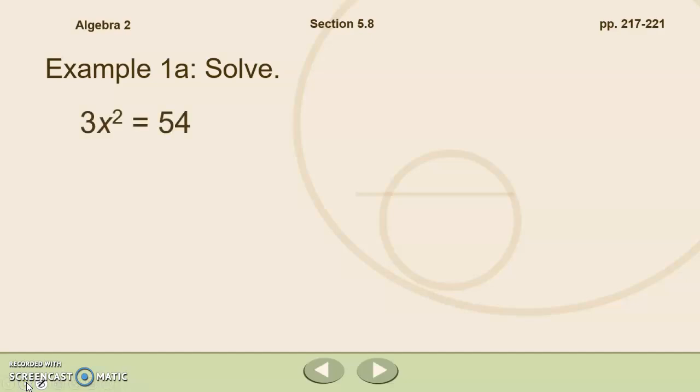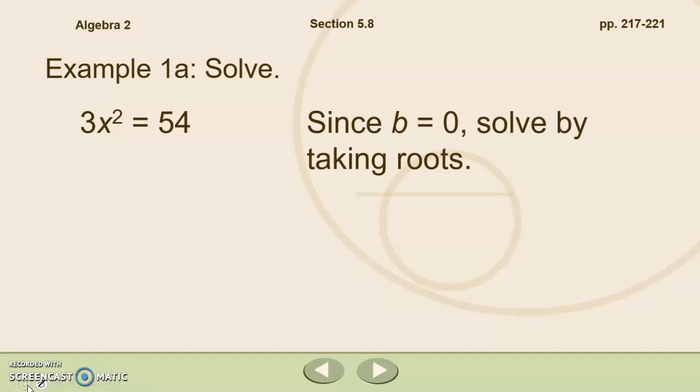Let's take a look at this example. 3x squared equals 54. Which technique do you think we should use? Hopefully you notice that there is no b term, there's no just plain x term. So since b equals 0, we can solve by taking roots. The first thing I need to do is get the x squared term by itself, and I do that by dividing both sides by 3.